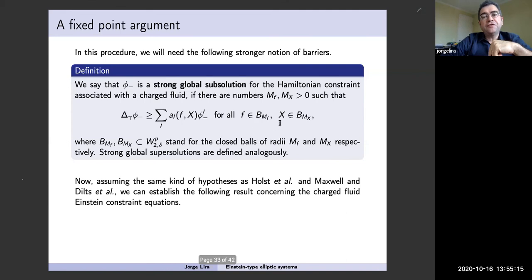But you have to control f and x in a uniform ball. That's the delicate point. The global solution has to be valid for all f, for all x in that ball. So you have to control the radii of those balls and have some sub-solution that is strong enough to be valid, to be a sub-solution for each choice of f and x in that ball. So there is a control which is needed for the size of f and x.